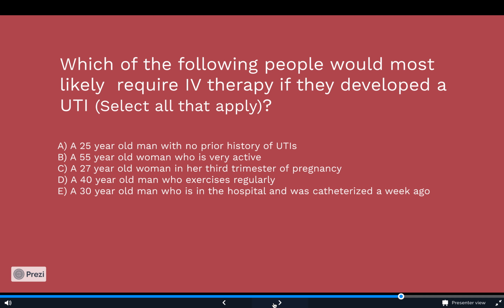Remember that a simple UTI is one occurring in a normal host who has no structural or functional abnormalities, is not pregnant, or hasn't undergone any type of instrumental procedure, such as being catheterized, while a complicated UTI is one that occurs in a person with some sort of predisposing condition. In this case, the 27-year-old pregnant woman and the 30-year-old man that has been catheterized both have predisposed conditions that would qualify them as a complicated UTI.